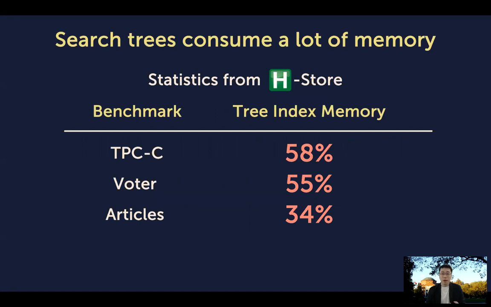So we observed this problem back in 2015 when running the TPCC benchmark on the HStore, which is a main memory OLTP database. And we found in the experiment that the indexes, which are B+ trees, can take more than half of the database memory. That means in many cases, these search trees are literally larger than the data you stored.